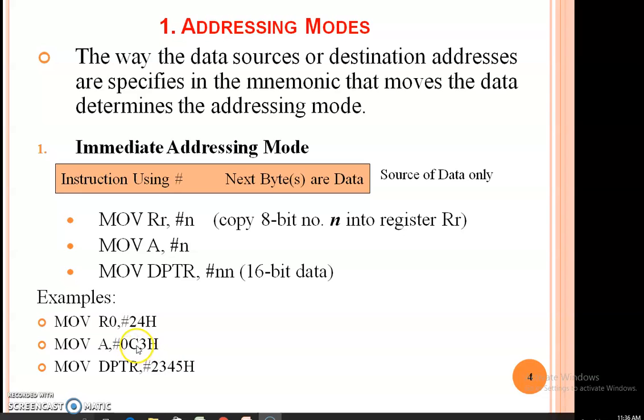So C3, actually we are moving the hexadecimal number C3, but it starts with a character, that's why you have to append 0 before the C character. So any number starting with a character, you have to append 0 before that number. So C3 is moved to the accumulator, and 2345, nothing but 2345H, is moved to the DPTR, because DPTR is a 16-bit register.